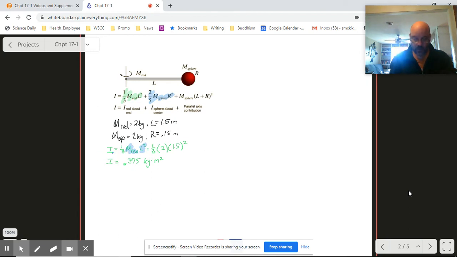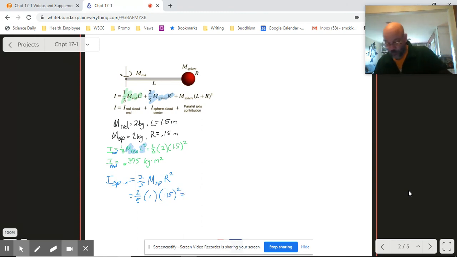Okay, this was for the rod, by the way. So now we're going to do I for the sphere, and I'm going to call it C, as in its own center of mass. And that's just 2/5 mass of the sphere, radius of the sphere, squared. Okay? So we plug in our numbers. We get 1.15 is our radius. And I calculated this earlier, and it's pretty small. 0.009. Like that.